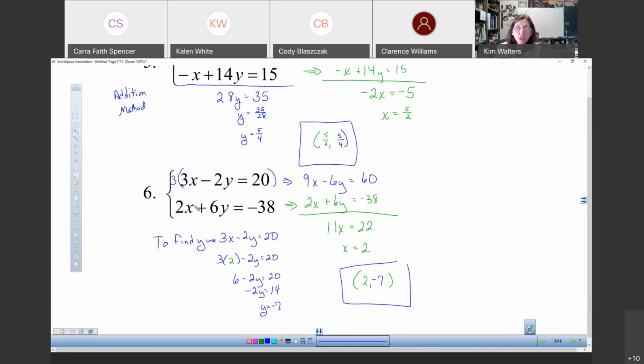Okay. Again, I can check it back in the second equation, and I should then get negative 38. Questions?